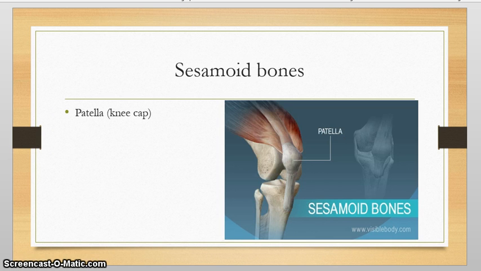And next, the sesamoid bone, which is the patella, basically the kneecap. The sesamoid bones are bones embedded in tendons. These small round bones are commonly found in the tendons of the hands, knees, and feet. Sesamoid bones function to protect tendons from stress and wear.